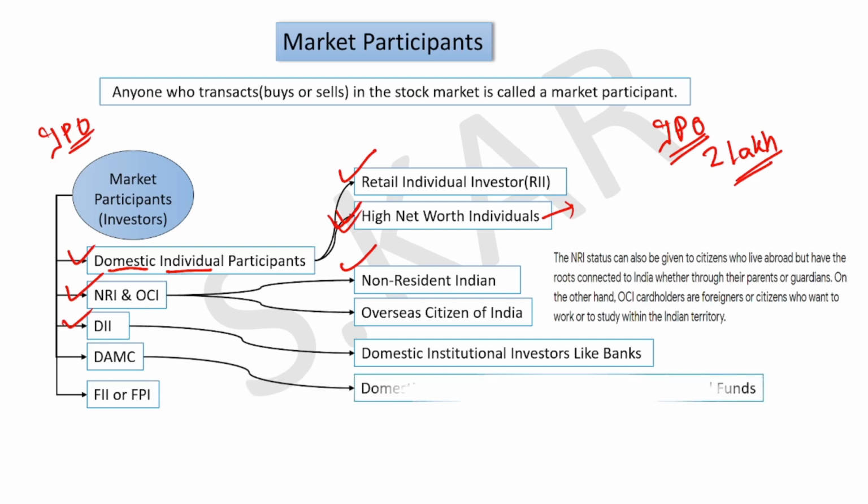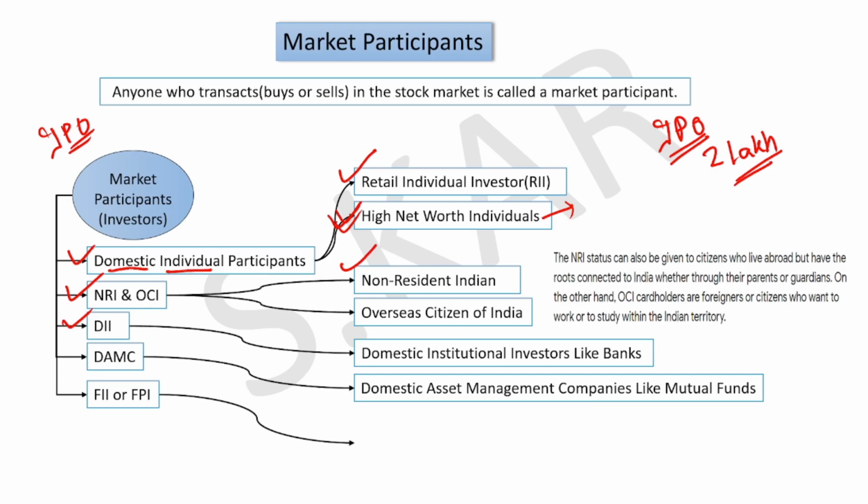DAMCs include domestic asset management companies like the mutual funds. They manage your assets. Like you invest in the mutual fund, and where does the mutual fund invest? They invest in the share market only. And they cut a percentage because they provide their expertise. That's the job of the mutual funds. That is how they earn. So when the mutual funds are investing in the share market, they will fall under DAMC.